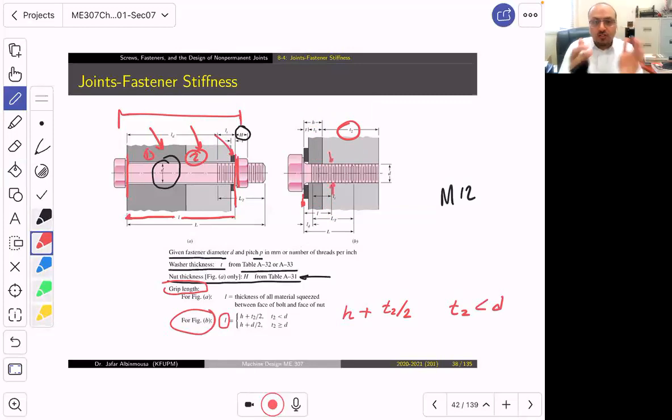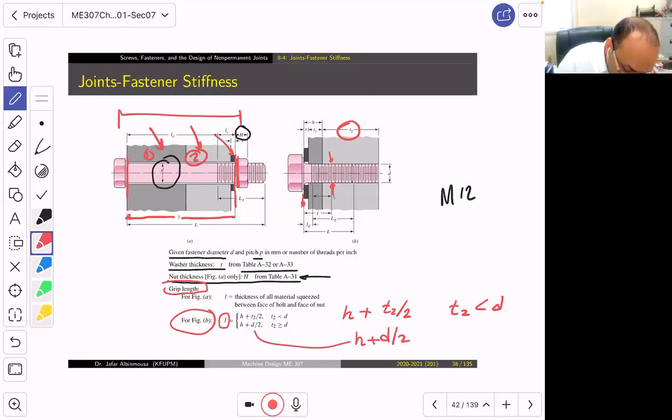What if t2 is bigger than the diameter of the bolt? Well, you should use the other equation, which is h plus d over 2. Understood? Very simple if you know the numbers. But this is like superposition. You need to know exactly what the numbers are, and you need to understand it.